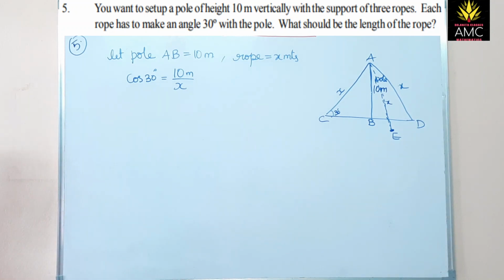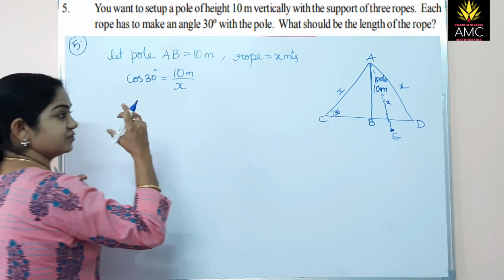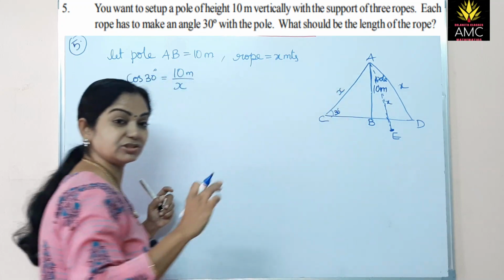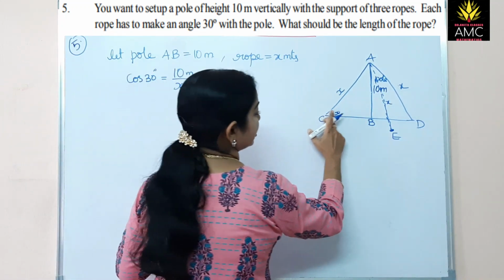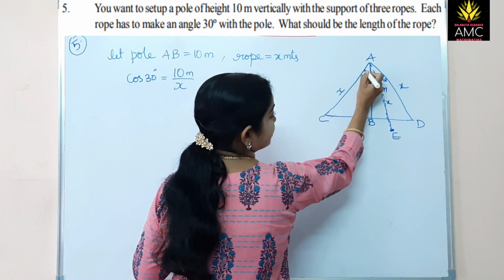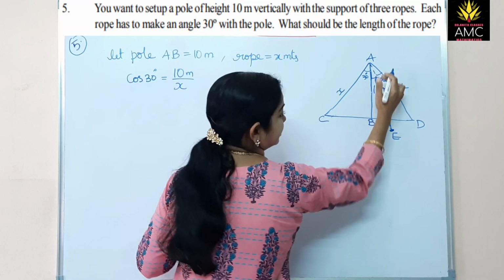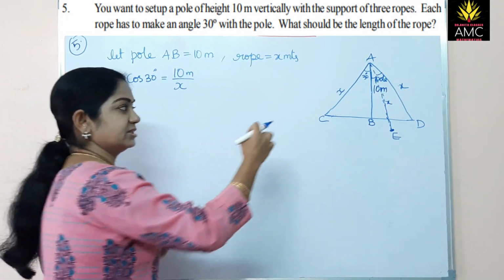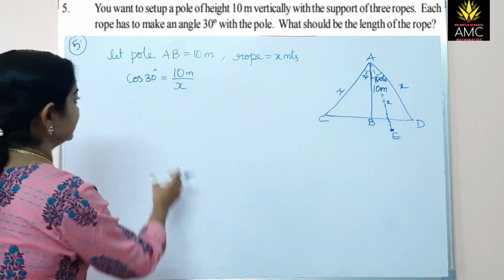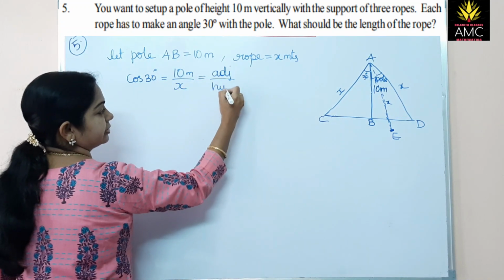Now here cos is adjacent by the hypotenuse, isn't it? So just visualize it practically. You also write here 30 degrees, we just have to visualize that it is making an angle of 30 degrees. So 3 ropes, 3 sides, 30 degrees. So this is the adjacent, this is the hypotenuse. Sorry, make this correction, this is not the 30 degrees here. Cos 30 is adjacent by hypotenuse, isn't it?